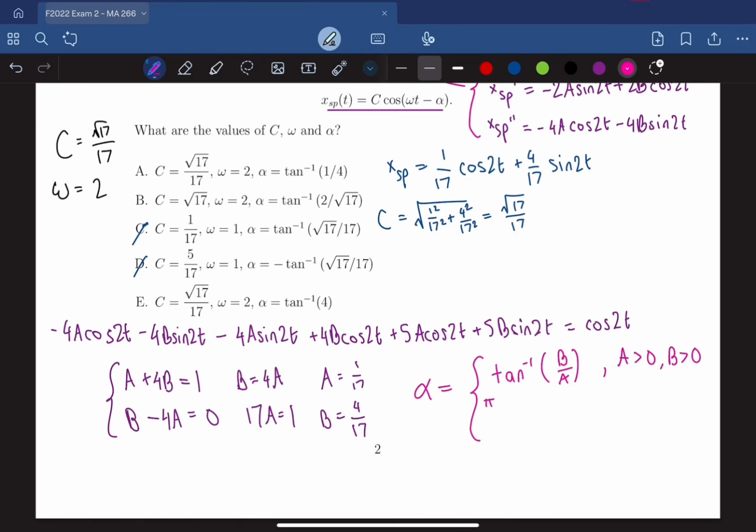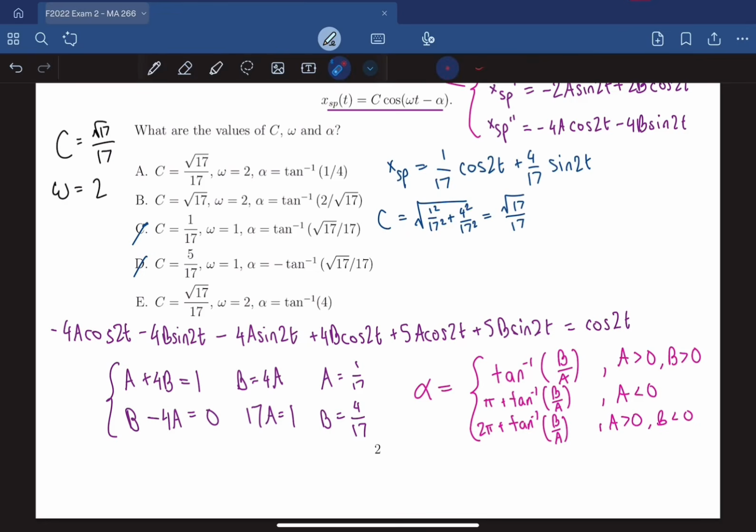For values of a, when a is negative, b doesn't matter in this case. When a is negative, you'll use pi plus tan inverse of b over a. And then lastly, when a is positive but b is negative, so when the signs are opposite, then you're going to use 2 pi plus tan inverse of b over a.